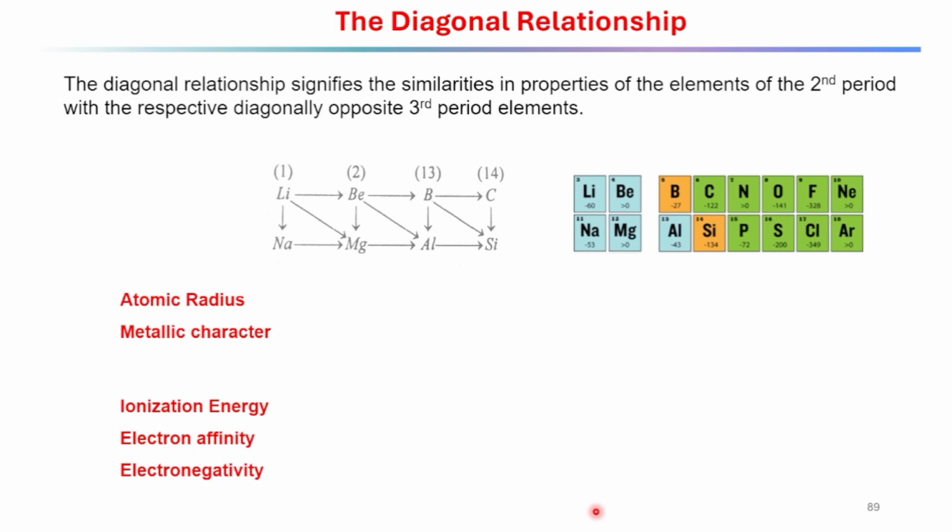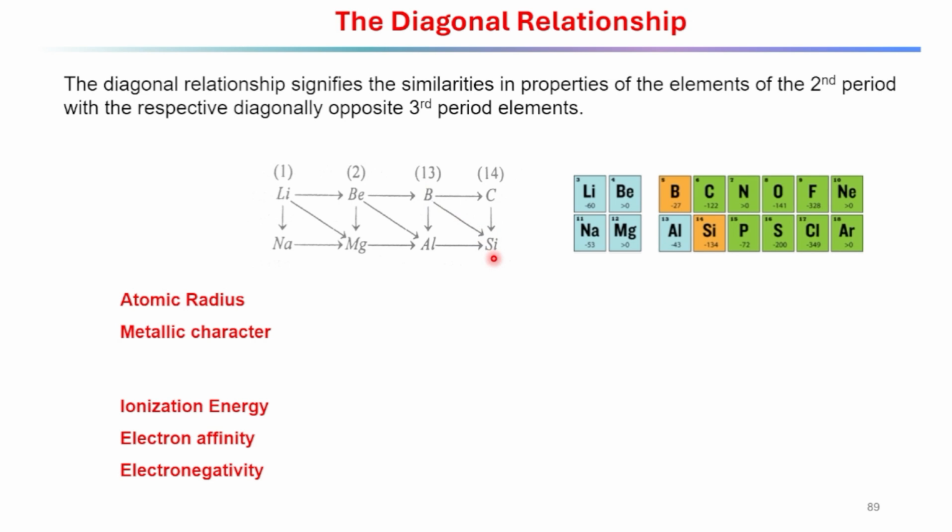Now we will discuss another important feature, that is the diagonal relationship. The diagonal relationship signifies the similarities in properties of the elements of the second period with the respective diagonally opposite third period elements. If you see the second period elements lithium, beryllium, boron and carbon, and the third period elements sodium, magnesium, aluminum and silicon, you will observe that the properties of lithium and magnesium, this pair, are kind of similar, whereas the properties of beryllium and aluminum are also similar, and the properties of boron are also very close to the properties of silicon.